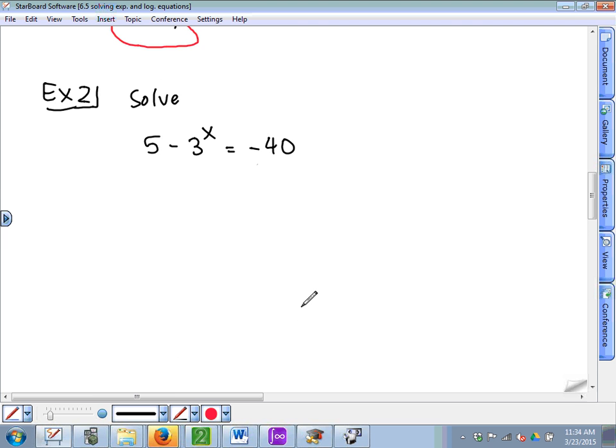So now there is a bit of stuff to get rid of before you can use a logarithm. The exponential term is just this 3 to the power of x. So the 5 has got to go, and that minus sign has got to go as well. There's a couple of ways you could do this. What do you guys think? What would you do to make it work properly?